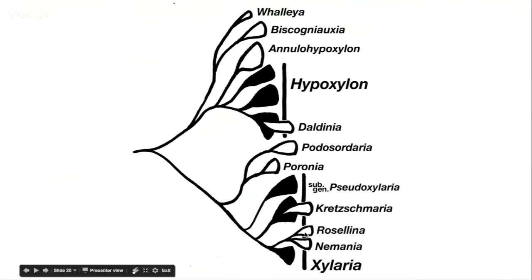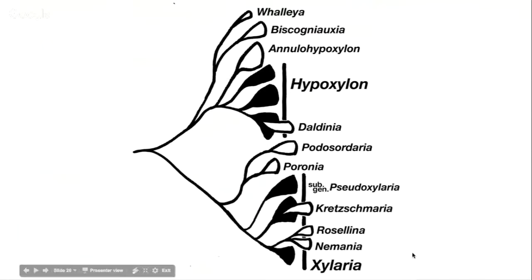Same thing, some Rosalinias appear to really just be uniparithecial Xylarias. We'll show you an illustration in a minute. And same thing, the genus Nemania, which for a long time was classified as a Hypoxylon. Nemanias, it turns out, are really just Xylarias that are laying flat instead of upright.